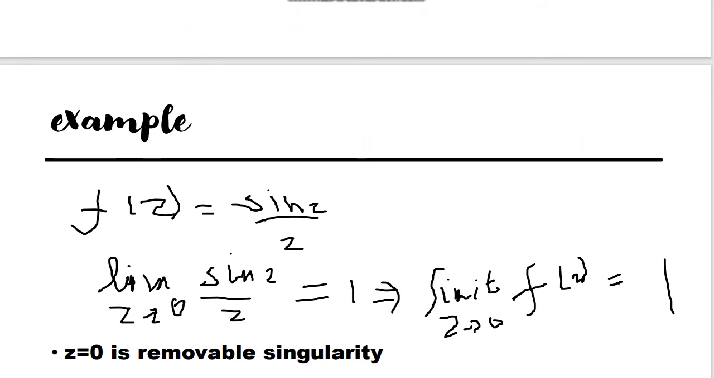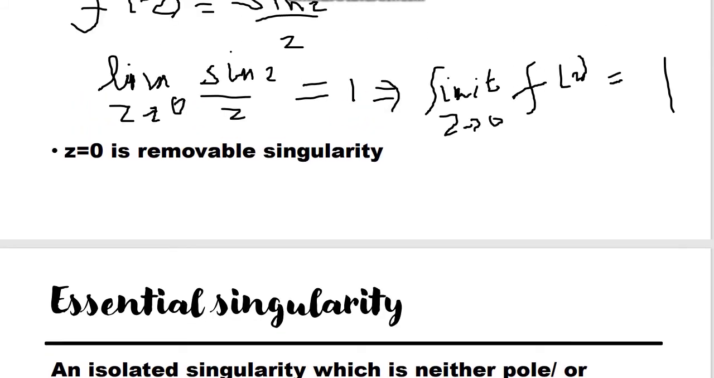So let f(z) is equal to sin z upon z. We know the limit as z approaches 0 of sin z by z is equal to 1. Therefore, z equal to 0 is a removable singularity.